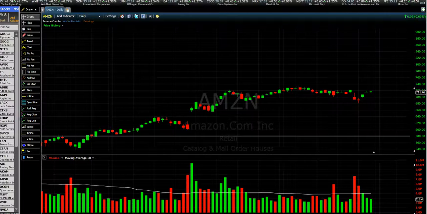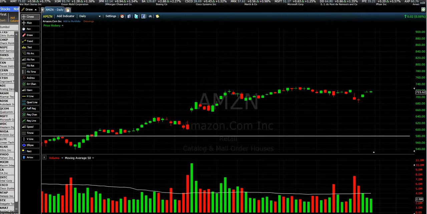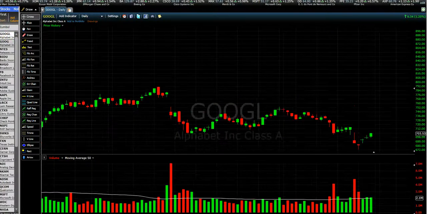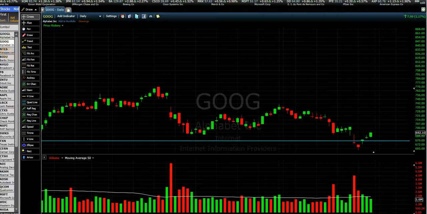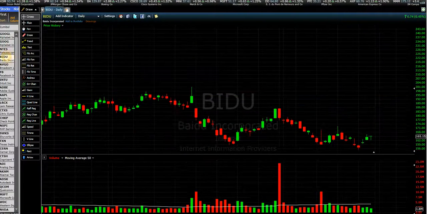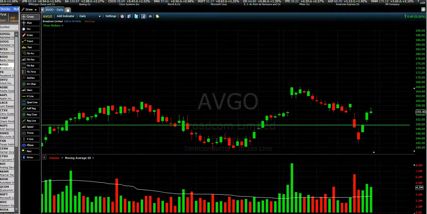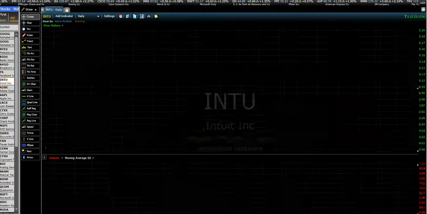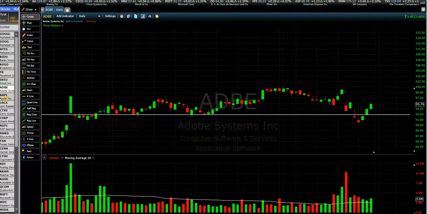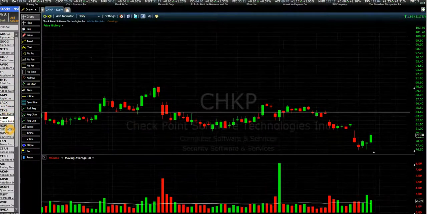All these are the stocks that belong, like Google, like this one, NTES, Baidu. As you can see, all these are technology stocks, as they say, and they are put all together.